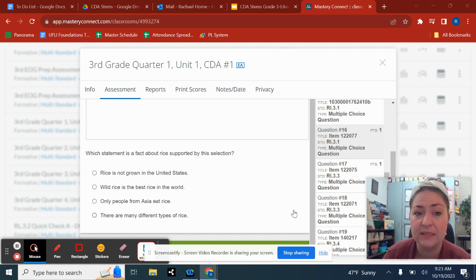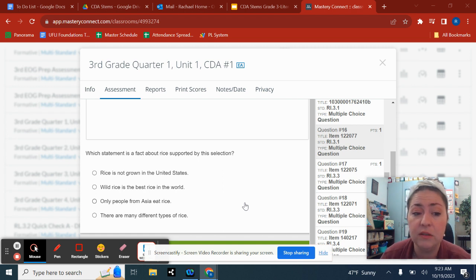The first is when you're doing a question like this that requires them to find evidence. So, what statement is a fact about rice supported by this selection? They need to literally go and find which one is actually supported in the text. Anytime they're trying to find evidence, for 3rd graders especially, and 4th graders, they can start to freeze at the idea of finding evidence if the passage itself is long.